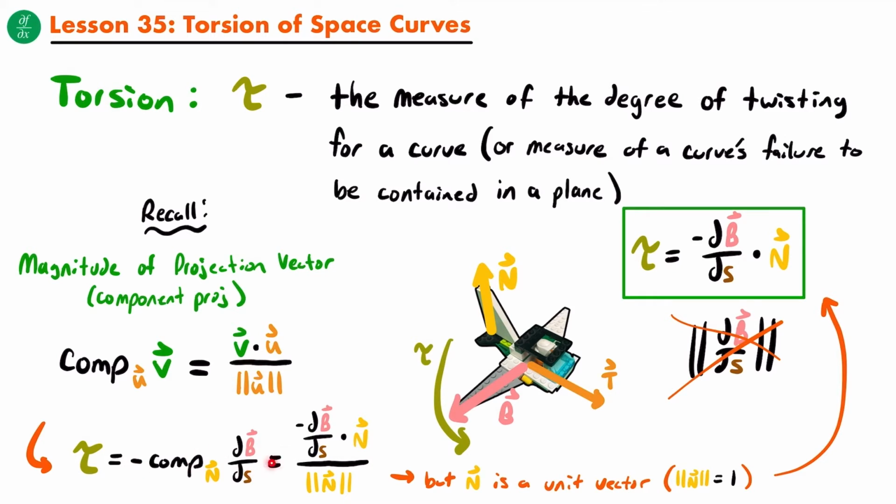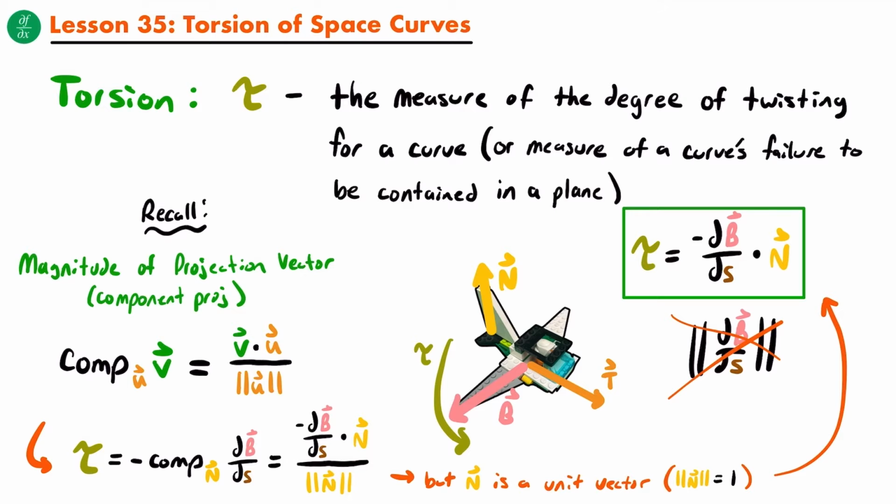But using this formula, we do get negative dB/ds dot the unit normal vector divided by the magnitude of the unit normal vector. But the unit normal vector is a unit vector, so its magnitude is just 1, which means we don't have to worry about that denominator. And so that's how we get to this formula up here. Okay, so again, I hope that puts into perspective what this formula represents and where it comes from. A lot of times you'll be given this definition with no reasoning behind it. So hopefully now you have a better idea of what's going on with this definition of torsion.